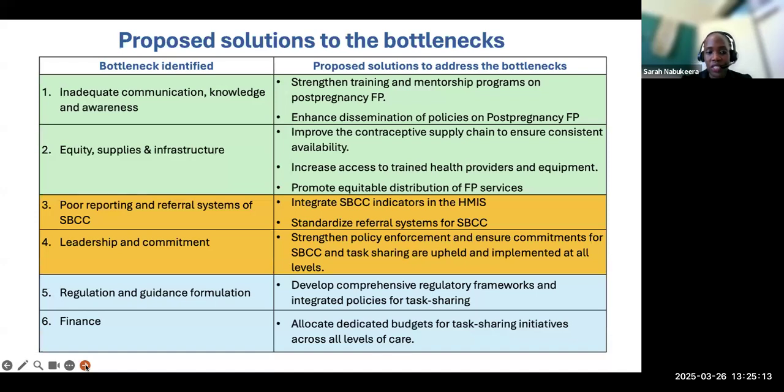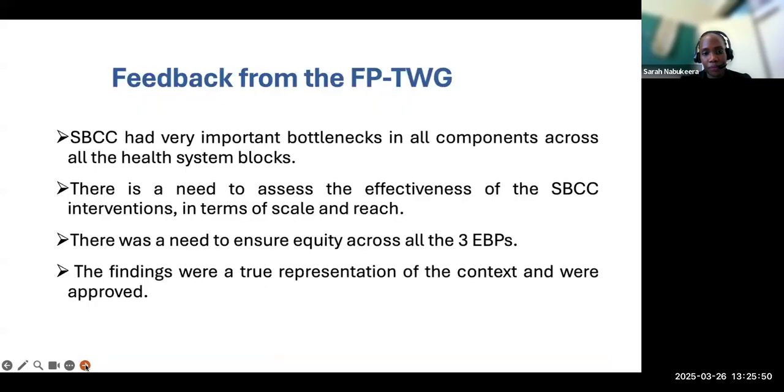Poor reporting and referral systems of SBCCs, we had to integrate SBCC indicators into the HMIS, standardized referral systems for SBCC. Leadership and commitment, strengthen policy enforcement and ensure commitments for SBCC and task sharing are upheld and implemented at all levels. For regulation and guidance formulation, there was a need to develop comprehensive regulatory frameworks and integrated policies for task sharing. And finance, we needed to allocate dedicated budgets for task sharing initiatives across all levels of care.